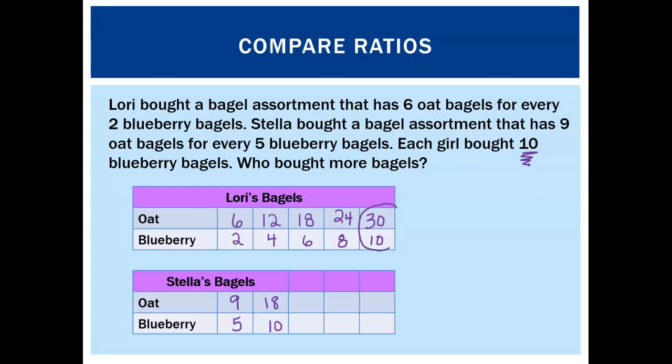Lori bought 40 bagels. She has 30 oat bagels plus 10 blueberry bagels, which equals 40. Stella only bought 28 bagels. 18 plus 10 is 28. Therefore, Lori bought more bagels.